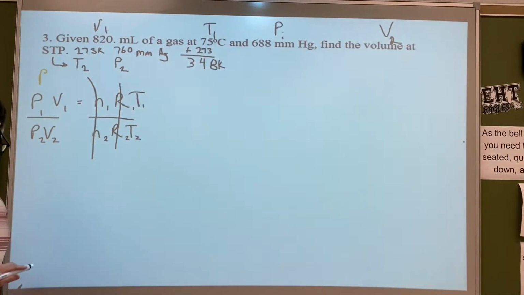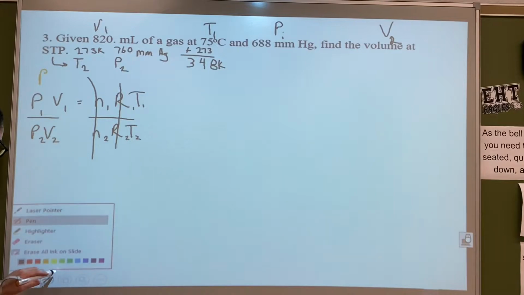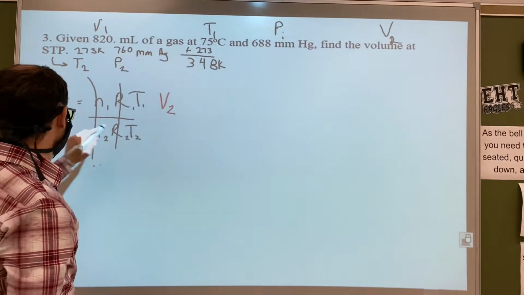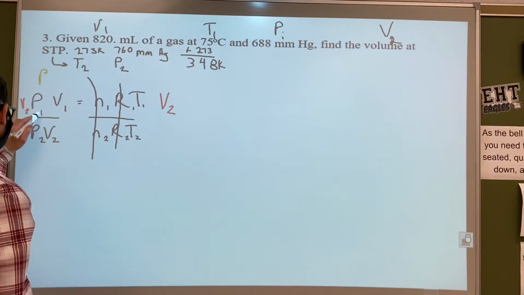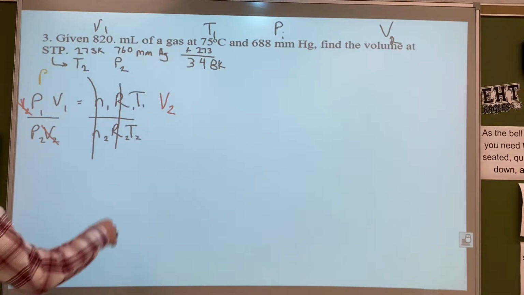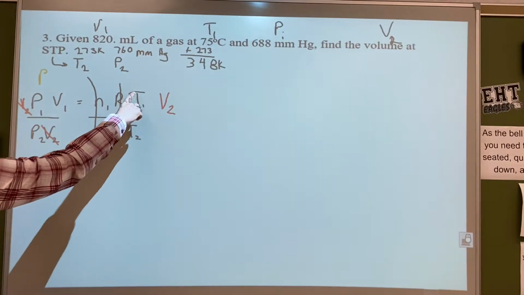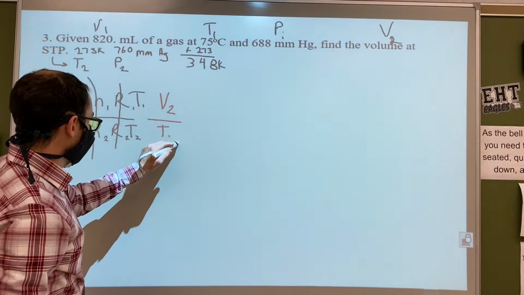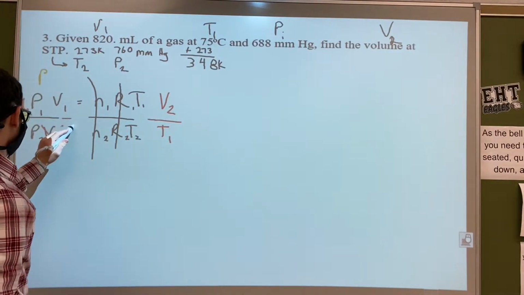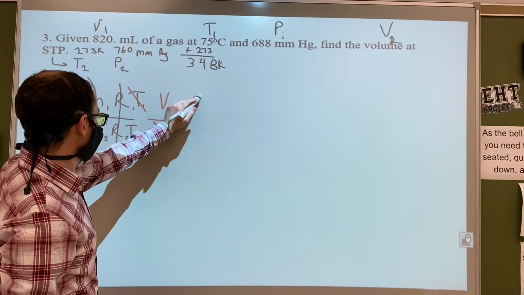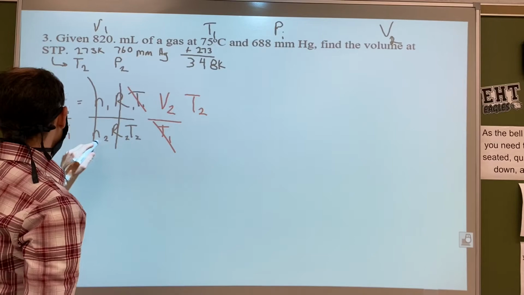I'm going to rearrange it so I don't have to write as much later on. So V2 is on the bottom, so I'm going to bring it to the top by multiplying V2 on both sides. So it'll cancel out over here. Now V2 is over on this side. Now I just have these T's I need to get to the other side. So I'm going to divide by T1 on each side. That's going to get rid of T1. And then I'm going to multiply by T2 on each side.